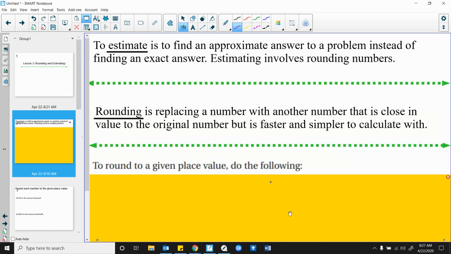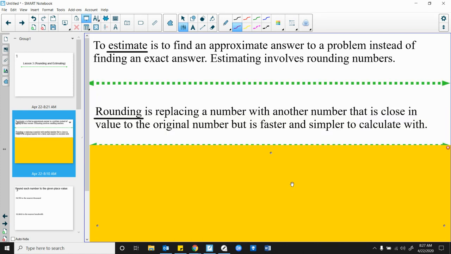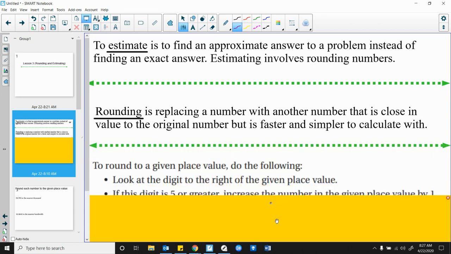Rounding is replacing a number with another number that is close in value to the original number but is faster and simpler to calculate with. So the process of rounding is what we use to get those easier numbers to work with when we're estimating. Go ahead and have that definition down as well. If you need to pause to write it down, feel free.